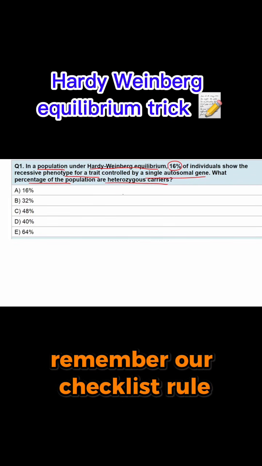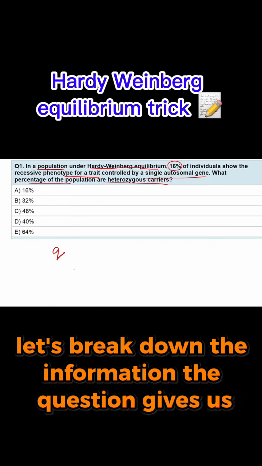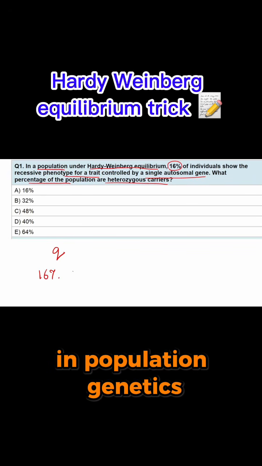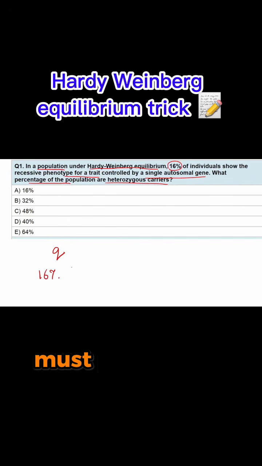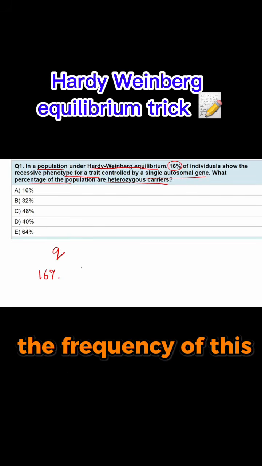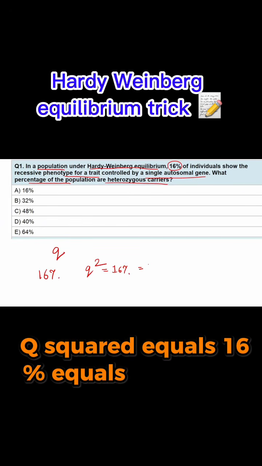Remember our checklist rule. Always find Q first. Let's break down the information the question gives us. It says 16% of the individuals show the recessive phenotype. In population genetics, individuals who show the recessive phenotype must possess the homozygous recessive genotype. Mathematically, the frequency of this genotype is represented as Q squared. So write this down right now. Q squared equals 16% equals 0.16.